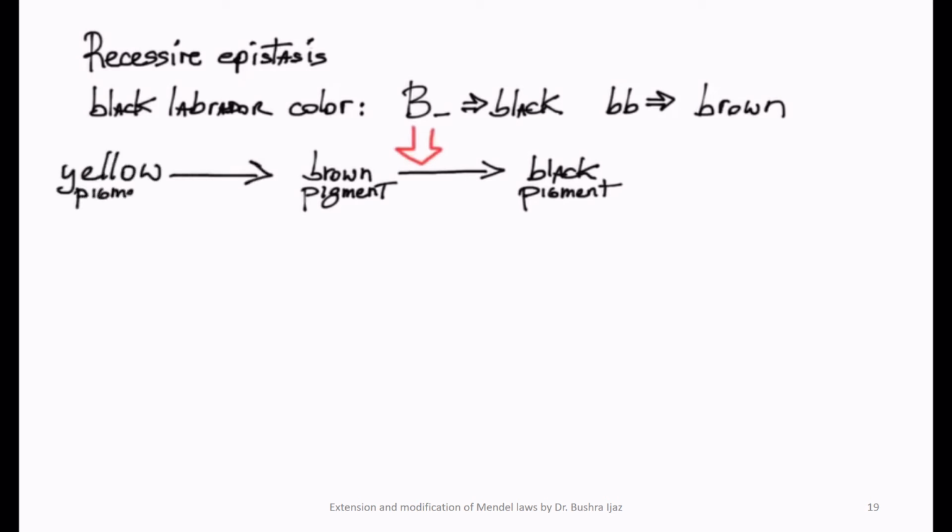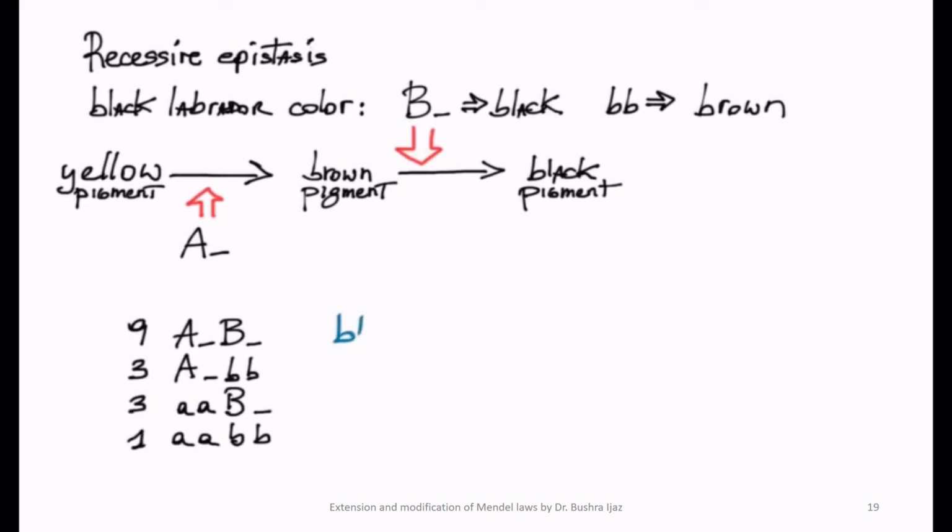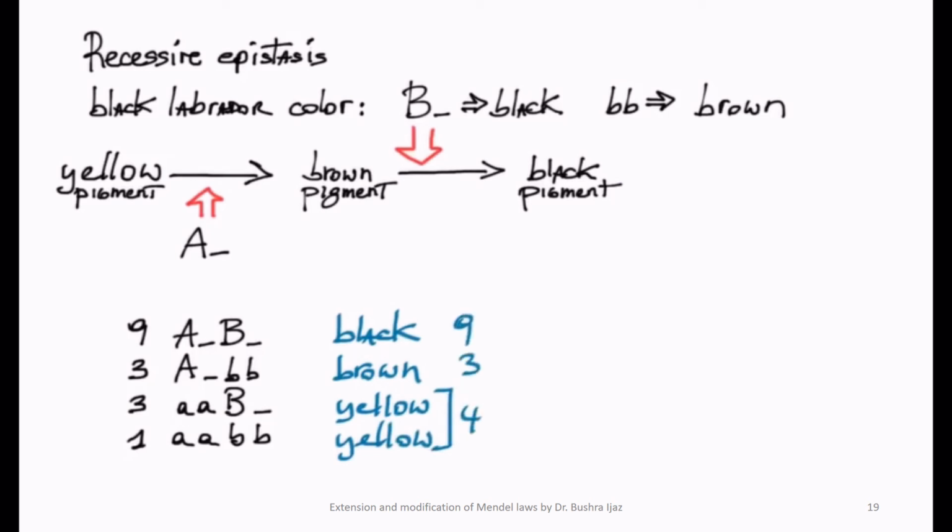A second gene, big A, is epistatic on B. It encodes a protein necessary for deposition of the pigment. If the big A protein is not present, that is, if little a is homozygous, the coat is yellow. So let's consider the 4 classes. If the big A and big B alleles are present, black pigment is formed. If big A is present, but not big B, brown pigment is formed. If big A is absent, yellow coat results. The expected ratio is 9 black to 3 brown to 4 yellow.